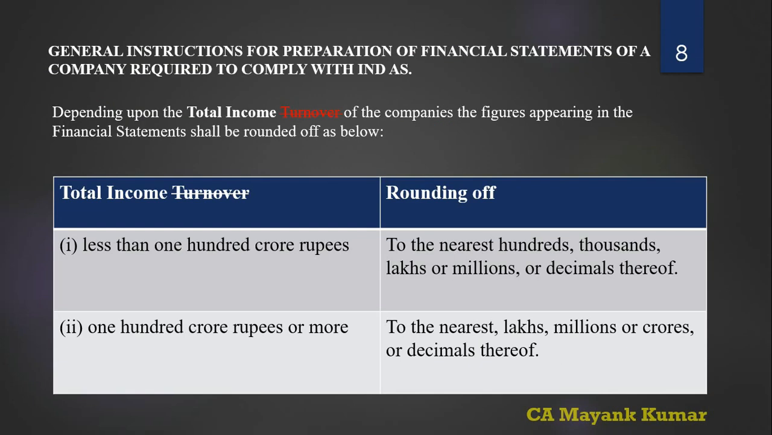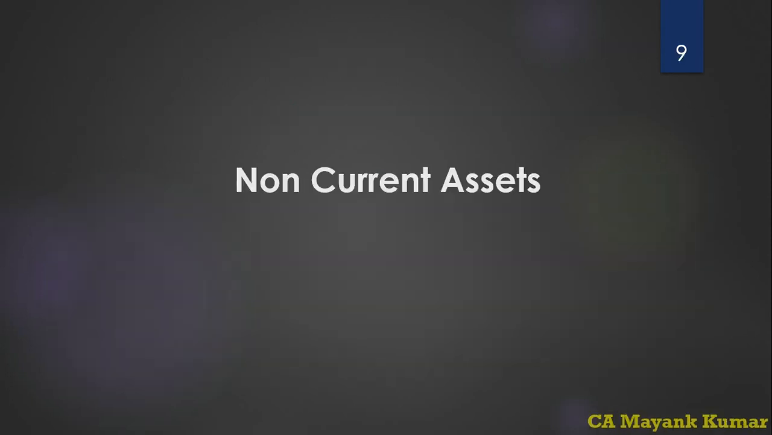The first change that has been made is in the rounding of figures appearing in the financial statement. Let us first be very clear about the concept of financial statement. As per Ind AS 1, the financial statement means balance sheet, profit and loss account, statement of changes in equity, cash flow statement, and notes to accounts. Now, this amendment requires the company to round off the figures appearing in the financial statements. Earlier, this was optional, not mandatory, but now the company will have to round off the figures, and the criterion for that has been changed from turnover to total income. The rest is the same.